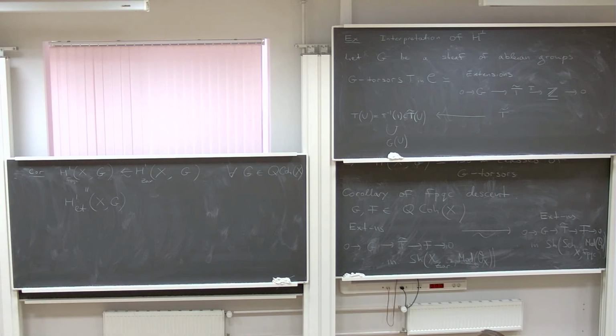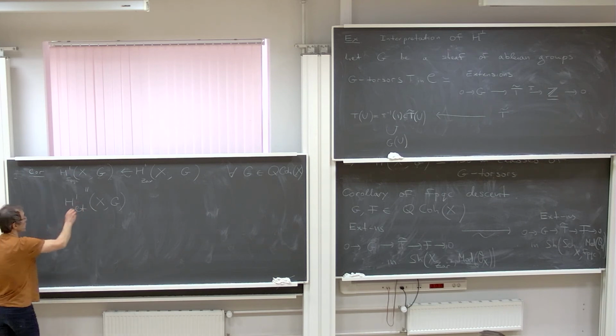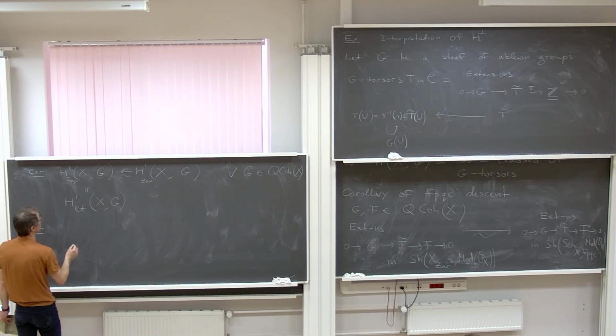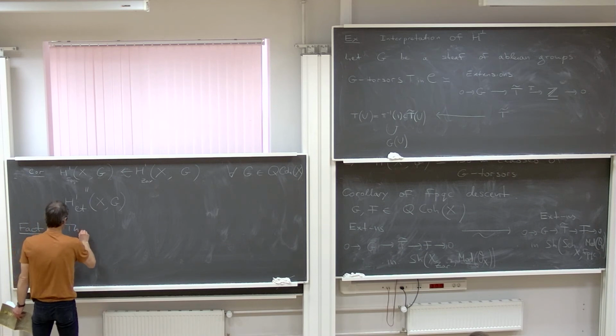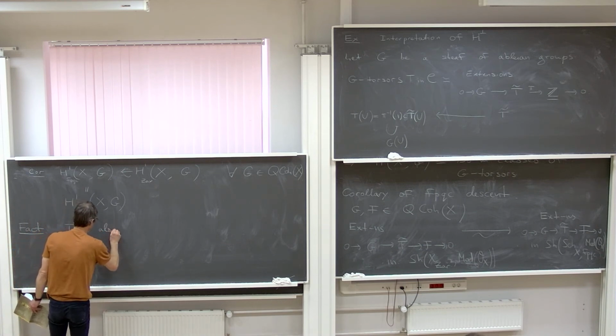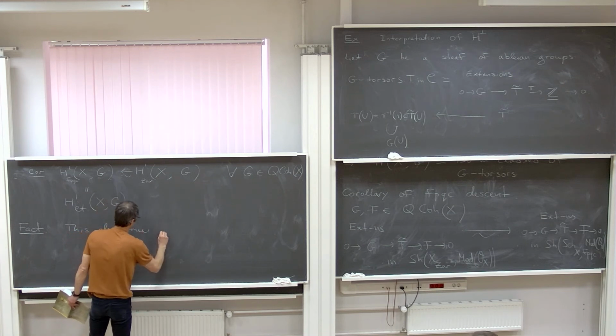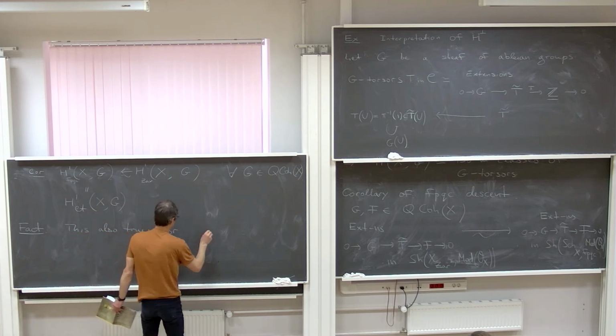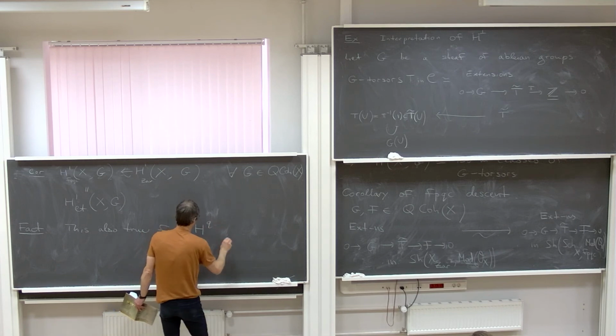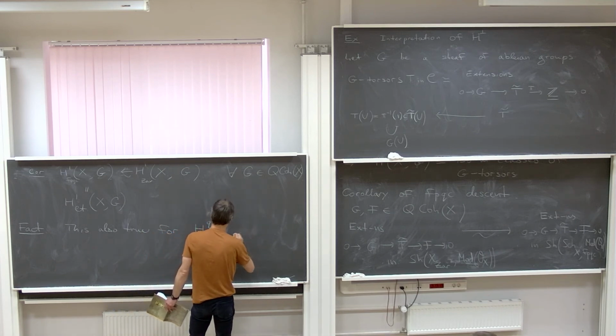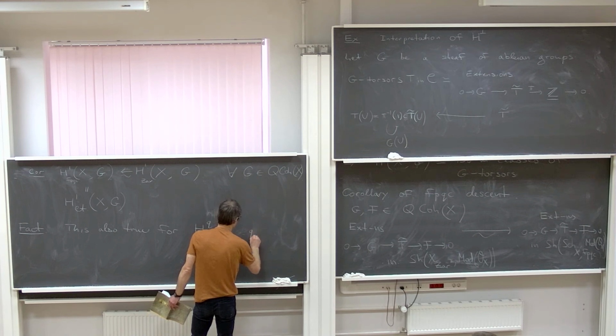So at least we know how to compute some homology groups. So, a fact that I might have a proof of later, or at least split into several exercises, is that this is also true for H^q, where q is a natural number.